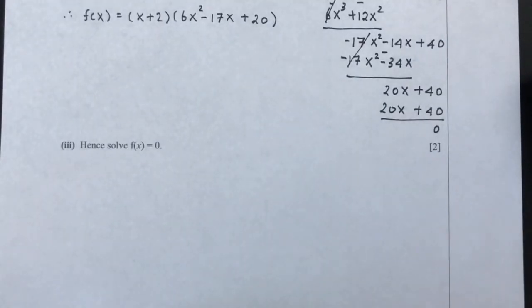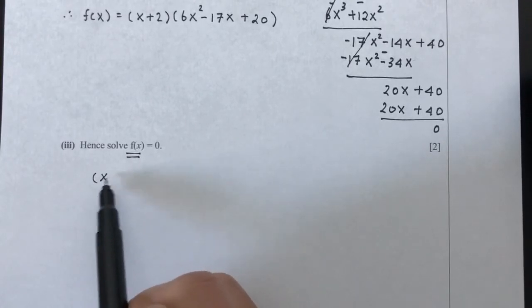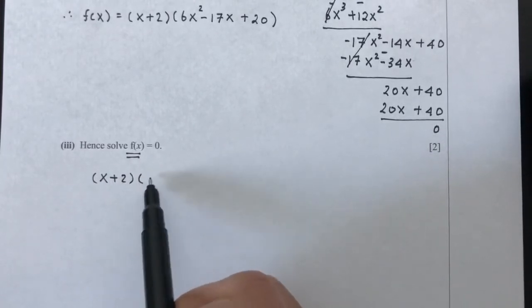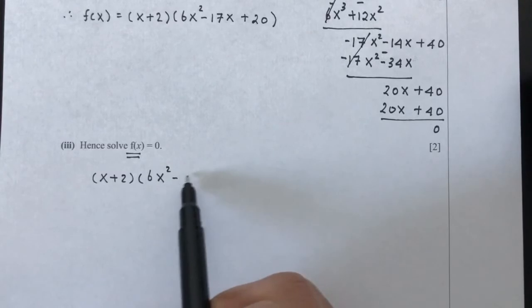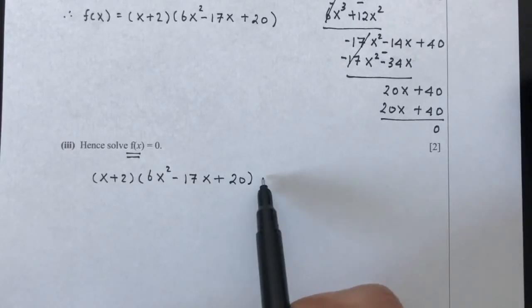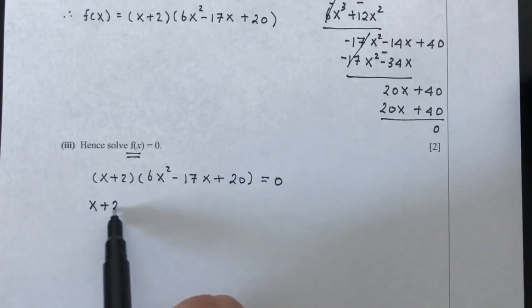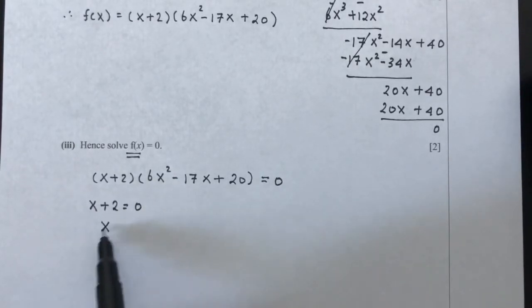Now for part 3, we have to solve the equation. So basically, f of x is this function right now. We have to equate that to 0 to find the values of x. Solving means finding the values of x. So basically, x plus 2 is equal to 0, so x will be minus 2. That is your one solution.